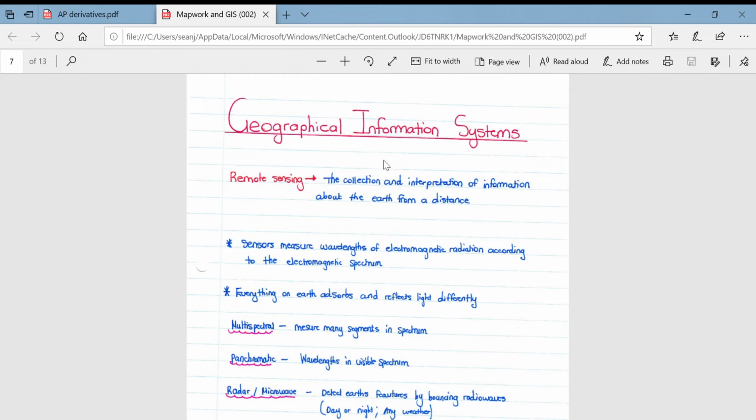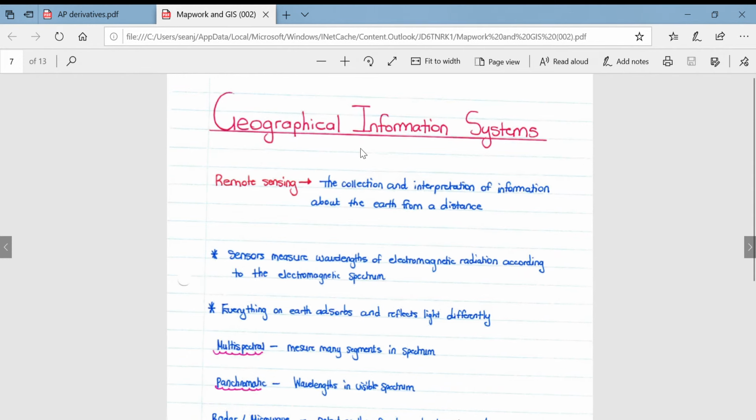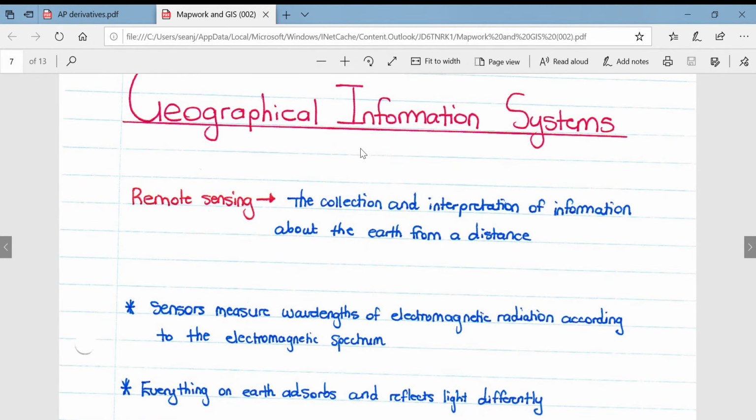This video will cover GIS, which forms part of the geography syllabus. GIS obviously stands for Geographical Information Systems. There are a number of key terms associated with GIS that you are required to know.